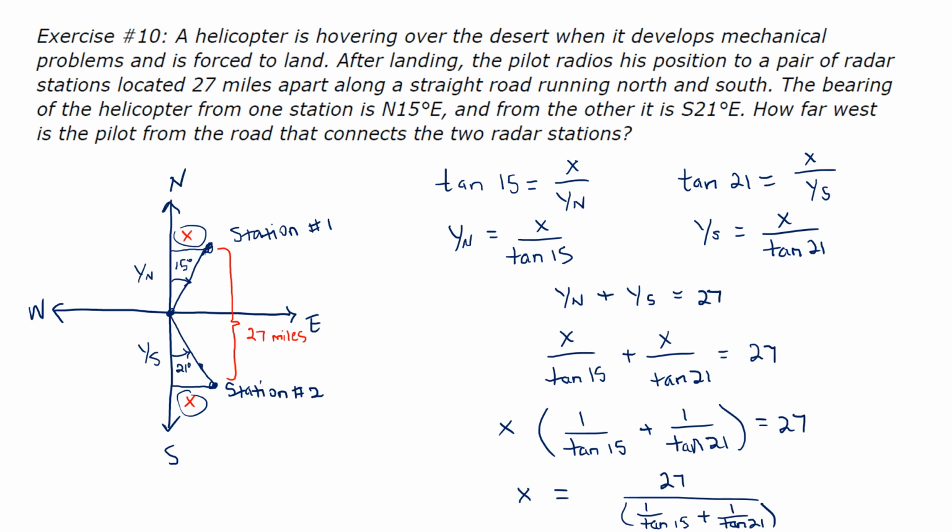When I enter that into my calculator, I have the value 4.2605971. But I'm going to round to two significant digits. And so x is going to equal 4.3 miles. So the helicopter is approximately 4.3 miles west of the road.